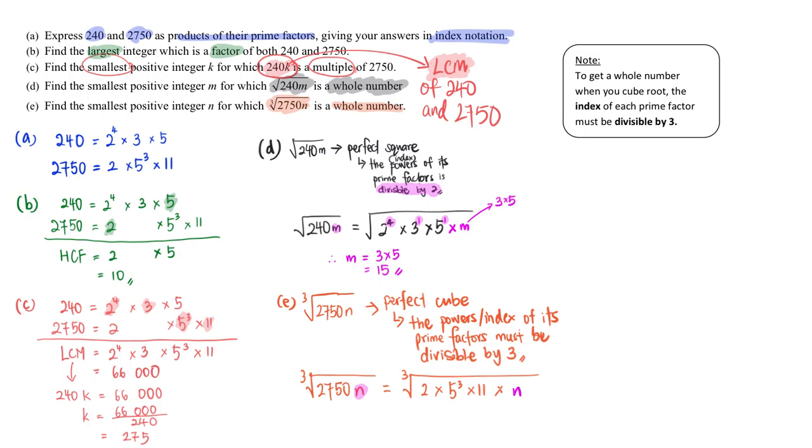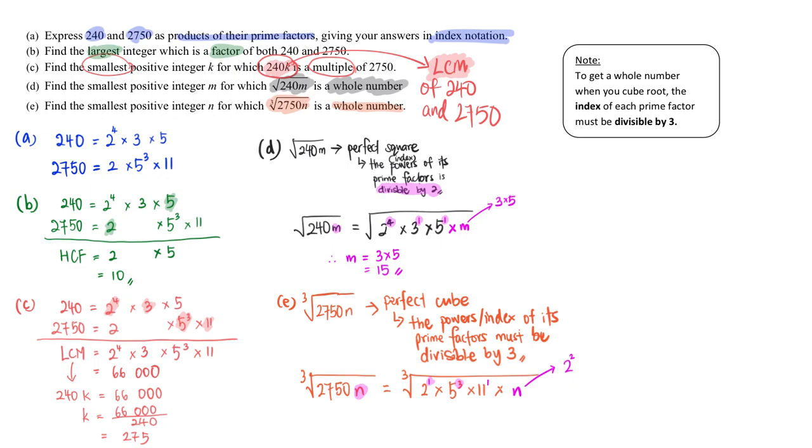Now I am going to start observing the powers. 2 currently has 2 to the power of 1. I need how many more such that I can divide by 3? Yes, I need another 2 more, and these must come from n, so that 2 to the power of 1 times 2 to the power of 2 gives 2 to the power of 3. 5 already has power 3, and 3 can divide by 3, so we do not do anything to it.